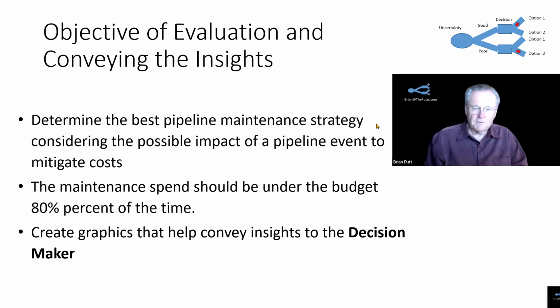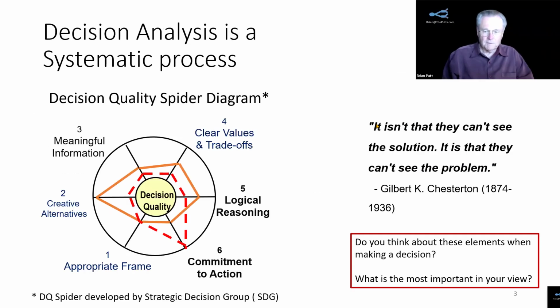So the objectives of this video are to determine the best pipeline maintenance strategy, considering the possible impact of a pipeline event, and to mitigate those costs. The maintenance spend should be under the budget of 80%. And we want to create graphics that help convey the insights to the decision maker. That's you. So here are those six spokes. This video is going to focus on logical reasoning, why we have recommended or suggested a couple of different alternatives, as the case turns out, and get you to commit to an action.